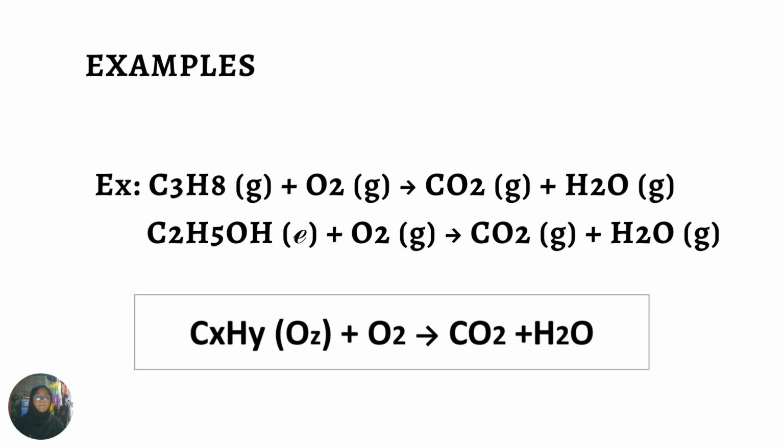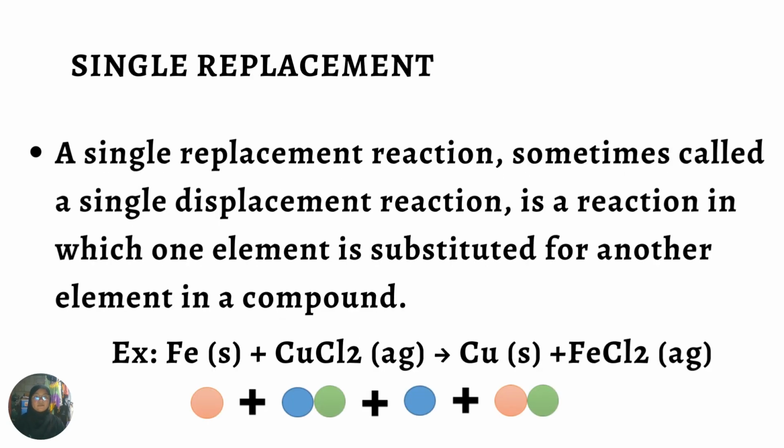So next is the single replacement. A single replacement reaction, sometimes called a single displacement reaction, is a reaction in which one element is substituted for another element in a compound. So in a single replacement reaction, what happens is one element, starting out by itself, replaces another element in the compound, kicking it out.